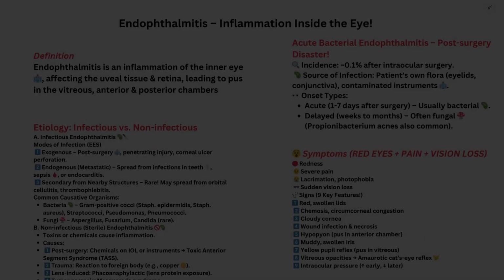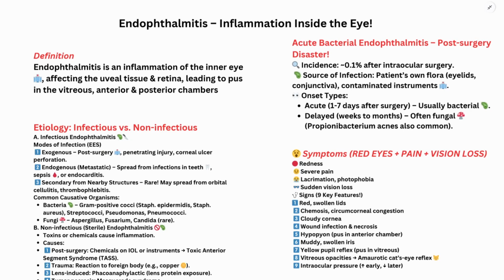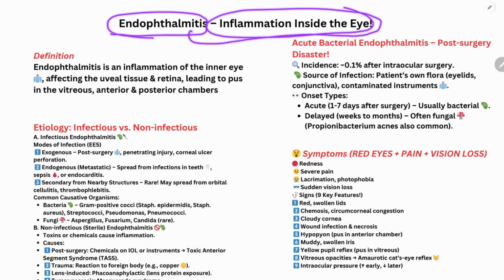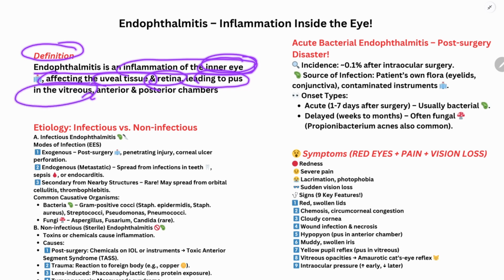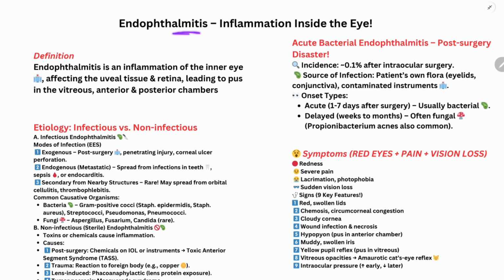Today we are going to discuss an important topic in ophthalmology, that is endophthalmitis, which is nothing but inflammation inside the eye. Endo means inside, ophthal means eye, itis means inflammation, as simple as that. Okay, so what is the definition here? Endophthalmitis is an inflammation of the inner eye affecting the uveal tissue, retina, and leading to pus in the vitreous, anterior and posterior chambers.